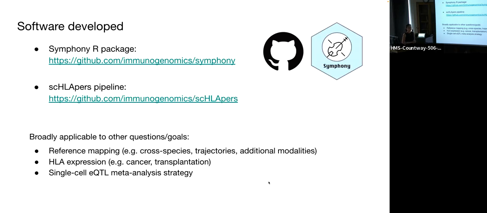And then for HLA expression, using our personalized pipeline is very important, basically, in any case when you need to accurately measure HLA expression levels, which could be very relevant for cancer and transplantation contexts. And then we also think that our meta-analysis strategy for our single-cell EQTL analysis, where we can combine data sets together to improve power and compare across the data sets, is going to be useful not only for HLA genes, but also for other genes that people are interested in. Great, so I think that's the end of the scientific content.